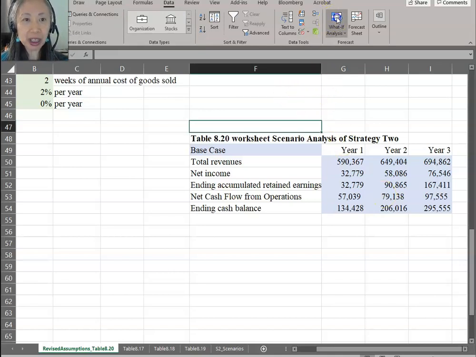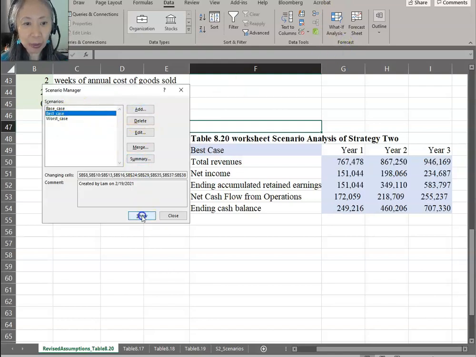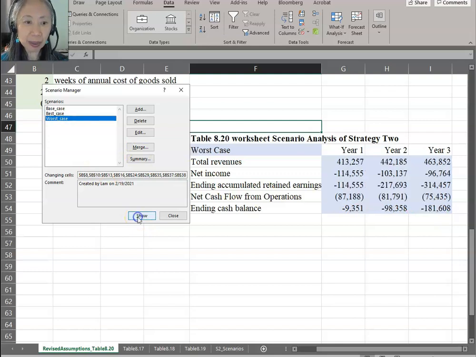Now we can use the information that we have created. We can look at the scenario and let's take a look at the best case. So show. And of course, everything is fantastic in the best case scenario. Let's take a look at the worst case scenario. In the worst case scenario, things are still not very good.